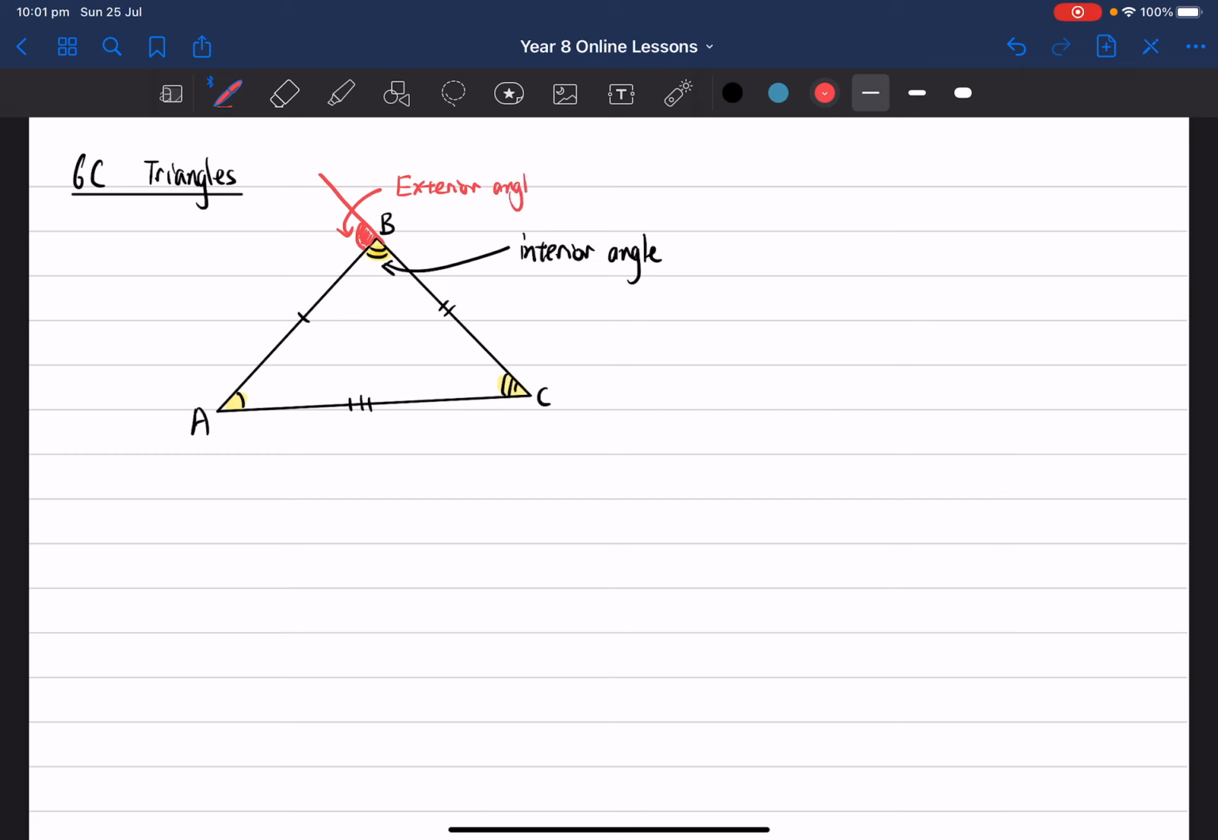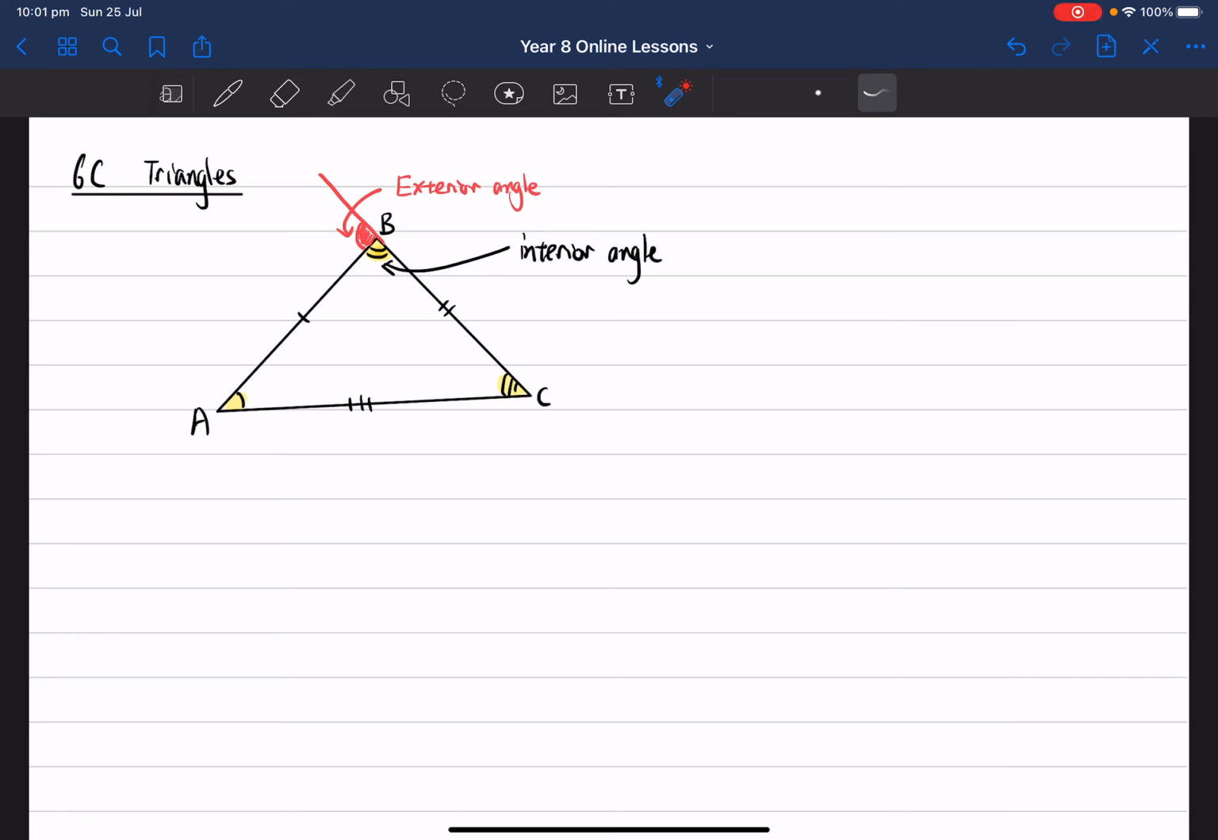We can have different exterior angles, depending on how you extend the lines. We can extend the line like this, and we'll have an exterior angle on this side. We can extend the line like this one here, so we can have an exterior angle there. This is just a few vocabulary terms you need to know for triangles.